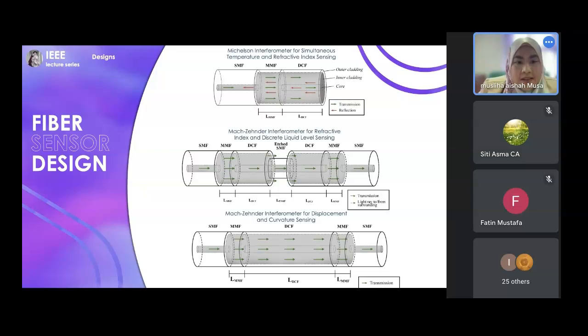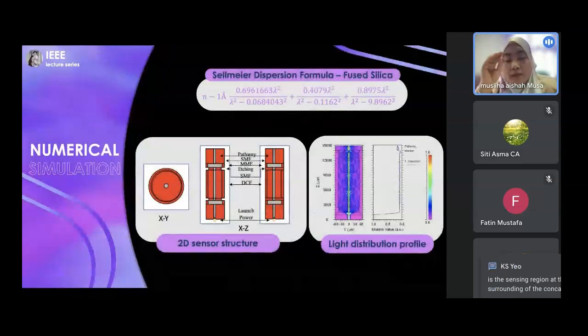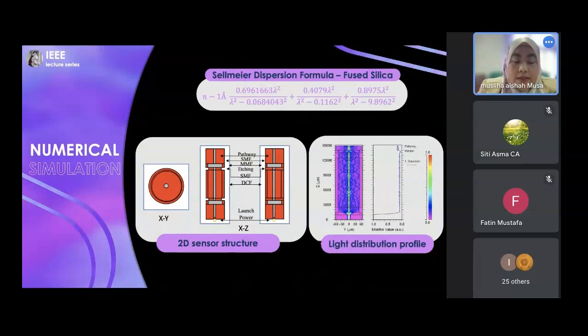Okay. So first, how do I know whether my design is working? I do a numerical simulation. For this one, I want to know whether, if I do the etching at the middle, the light will travel to the surrounding or not. So I do the numerical simulation by using a beam probe.